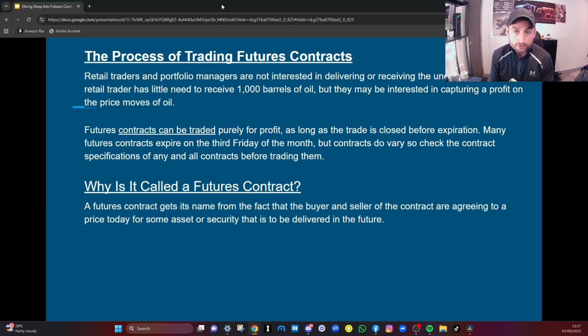So, the process of trading futures contracts. Retail traders and portfolio managers are not interested in delivering or receiving any of the underlying assets. We don't want gold, wheat or oil delivered to our door once the contracts expire. A retail trader has little need to receive 1,000 barrels of oil, but they may be interested in capturing the profit on the price move, that's what we want as a retail trader. Futures contracts can be traded purely for profit, that's what we're doing, as long as the trade is closed before the expiration date.